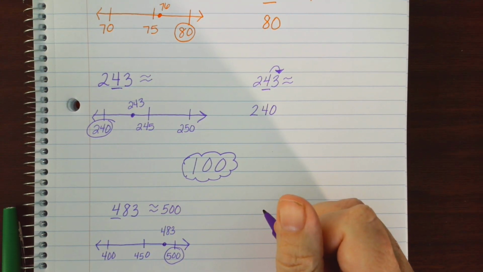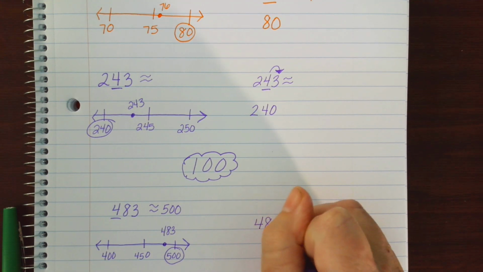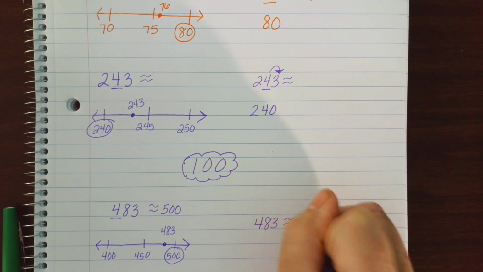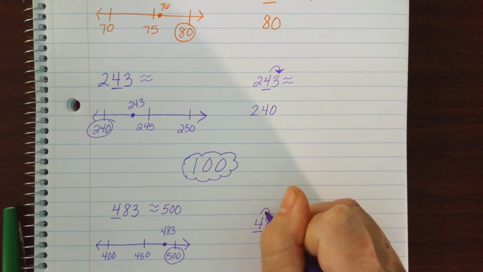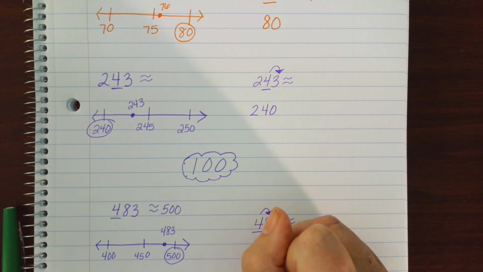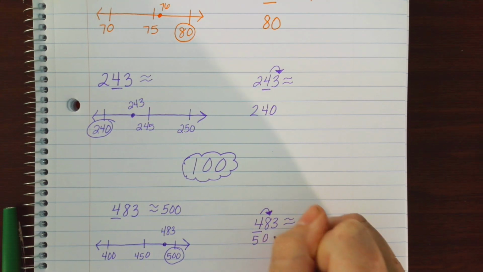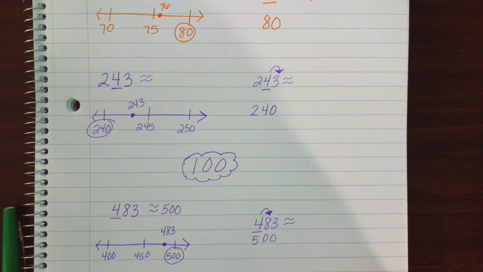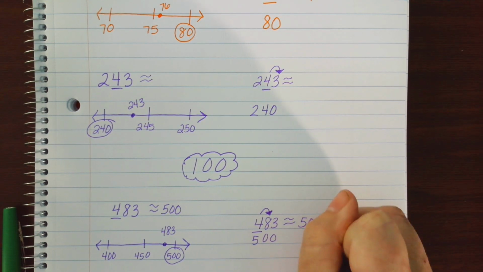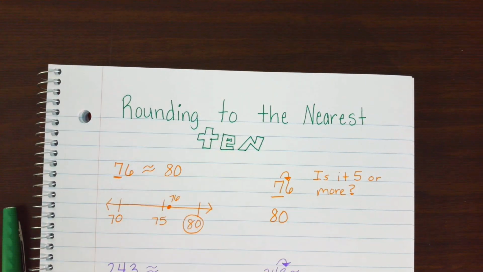Now, if we were rounding the other way, we would do the same thing. 483, this is the other strategy. Underline our hundreds, go next door, ask yourself the question, is it 5 or more? If it is, so therefore it rounds up, so 4 goes to 5, and everything else goes to 0. So it's the same answer no matter which strategy you use. Now this is how we round to the nearest 10 or to the nearest 100.